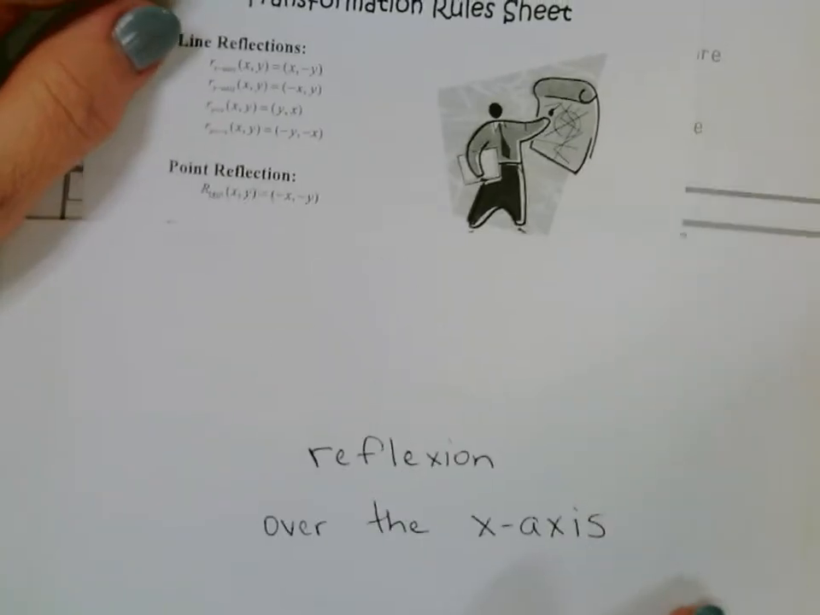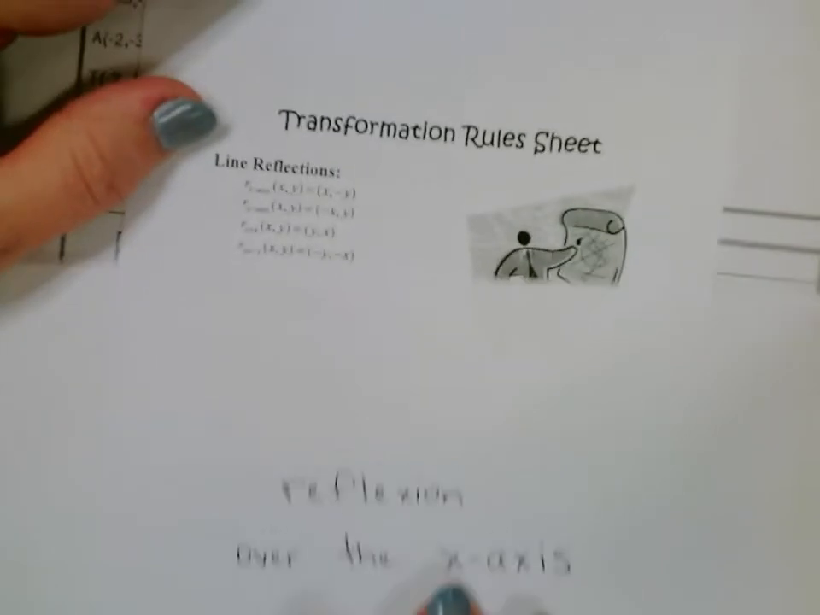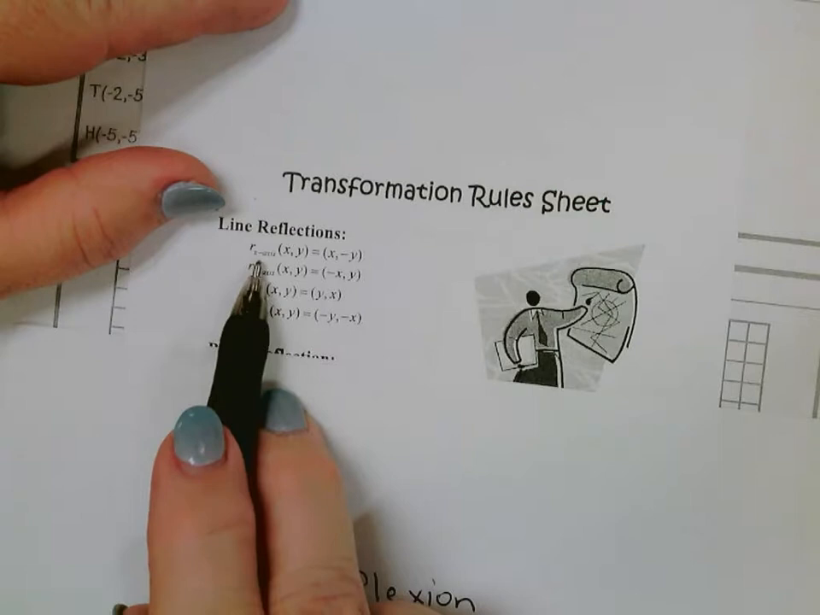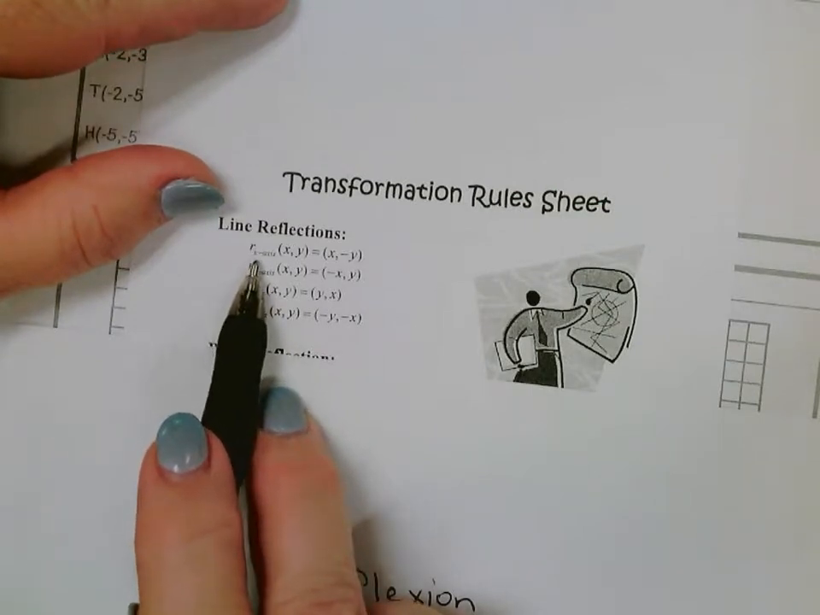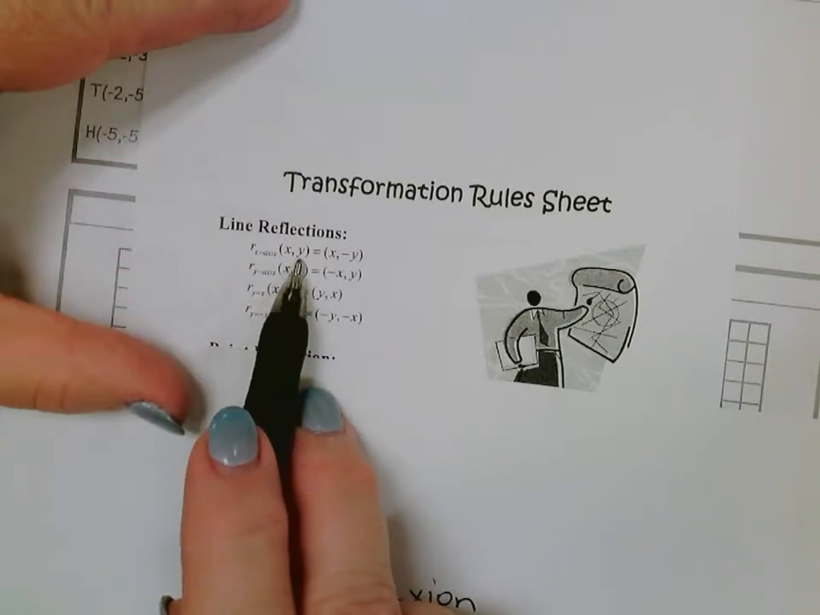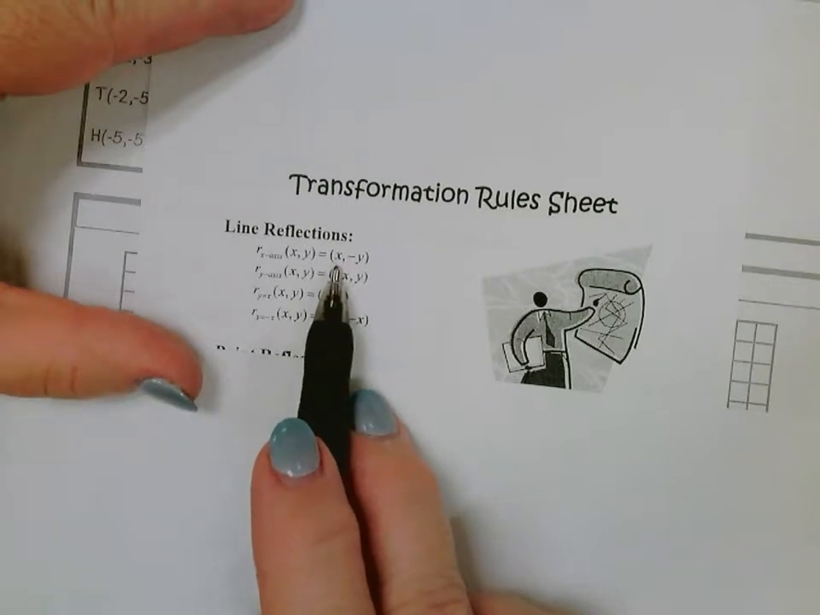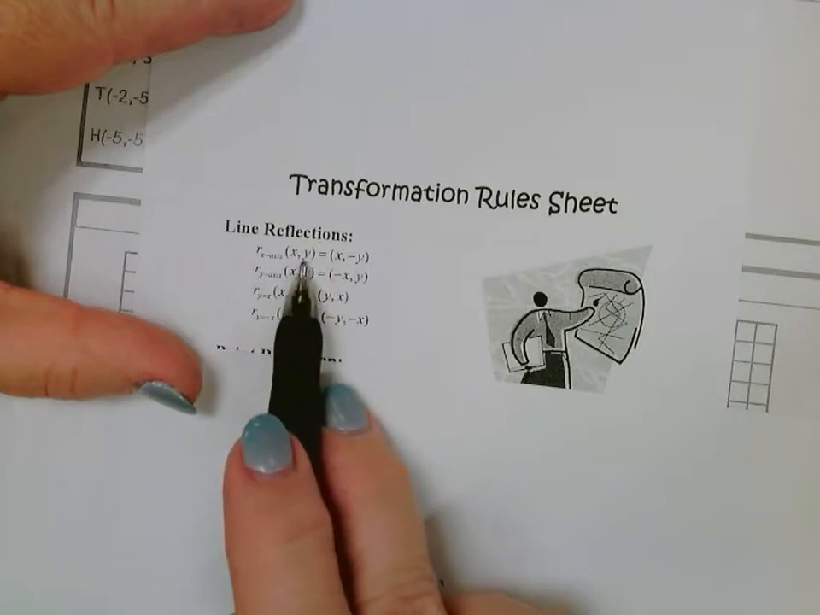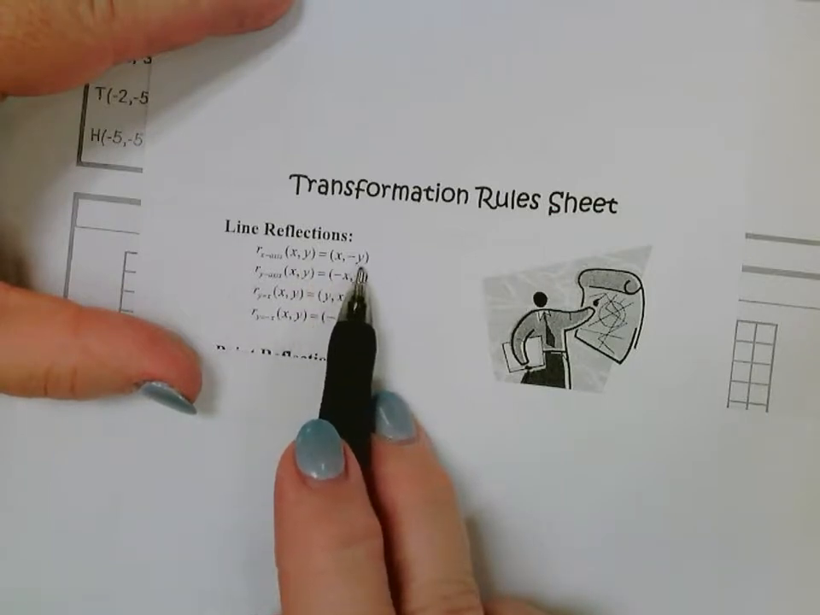Okay, we're looking at our transformation rule sheet, and under line reflections, look at this. It says there's a little tiny r, reflection over the x-axis. That means that our x's and our y's are going to be reflected and shown in this way. The x value remains the same, but the y value takes on the opposite sign. Okay, so we're going to see how this works when we go over to our example of something that is reflected over the x-axis.